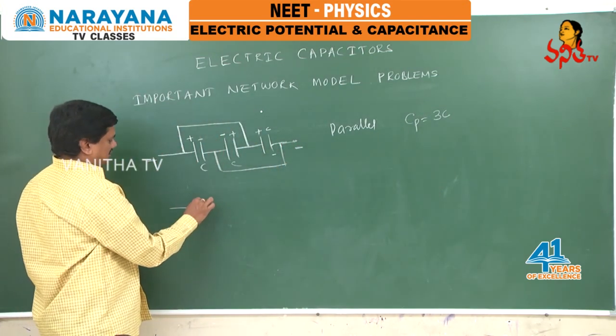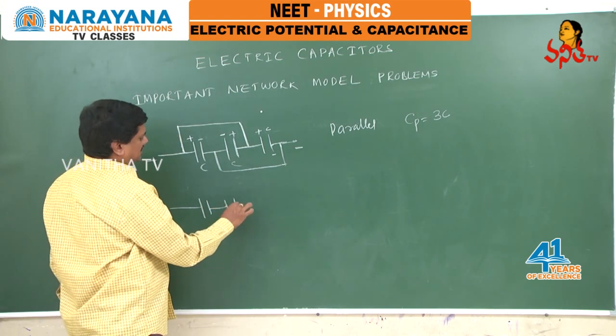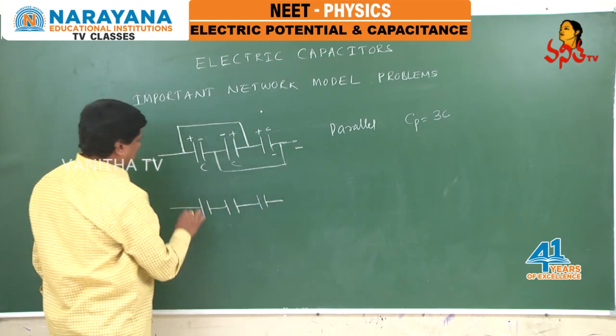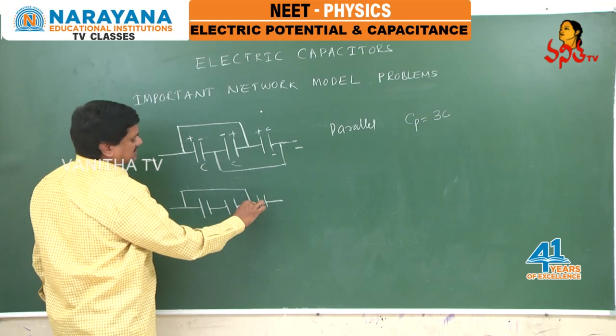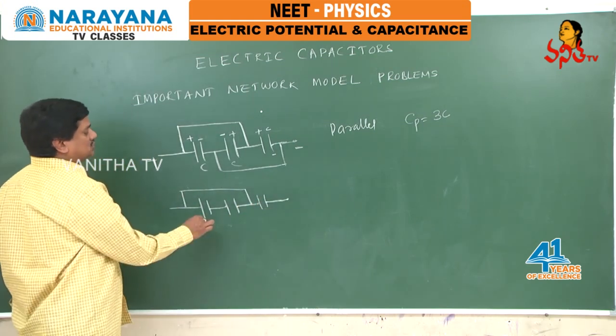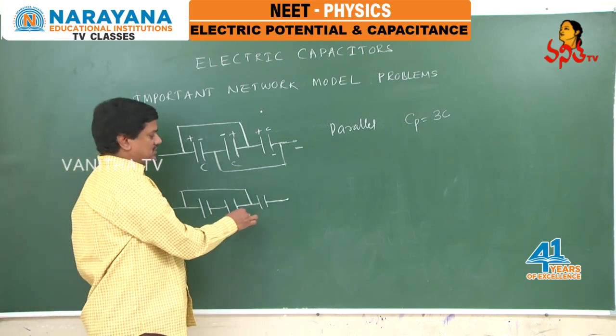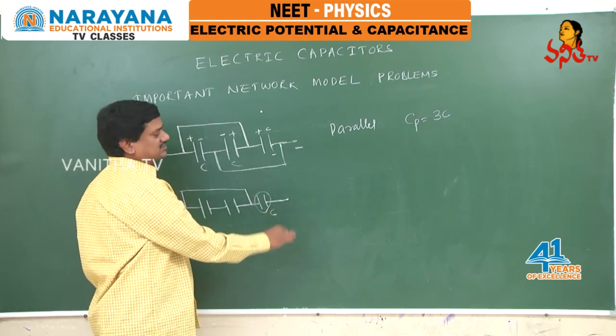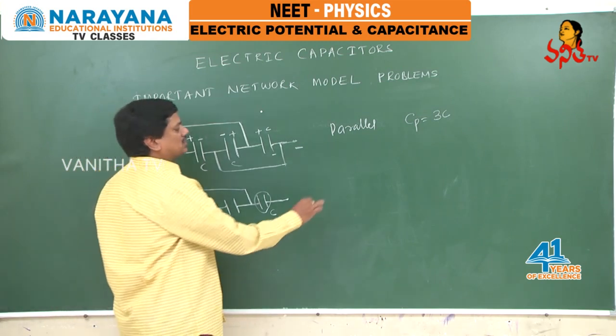The same question, if it is given like this, say these three are the capacitors. So if wire is joined like this, what will be the effective capacitance? Now these two capacitors are short circuited, so only one capacitance we have to consider. I will write one more example like this.